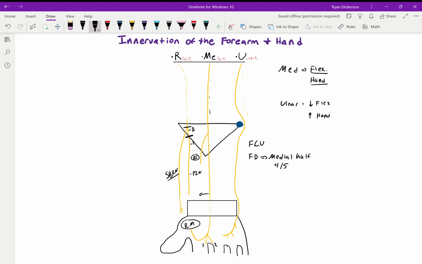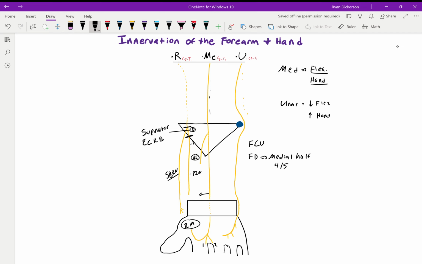All right, and lastly, we talk about the radial nerve. So the radial nerve, as it comes down, it's going to be piercing through the supinator muscle, and that's where it's giving off this deep branch. So the deep branch is going to be doing 2 muscles, the supinator, and it's also going to be doing the extensor carpi radialis brevis.